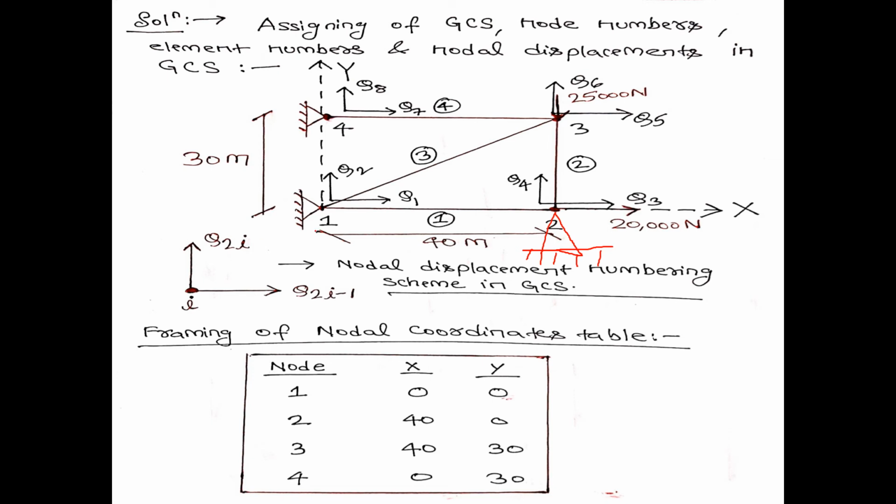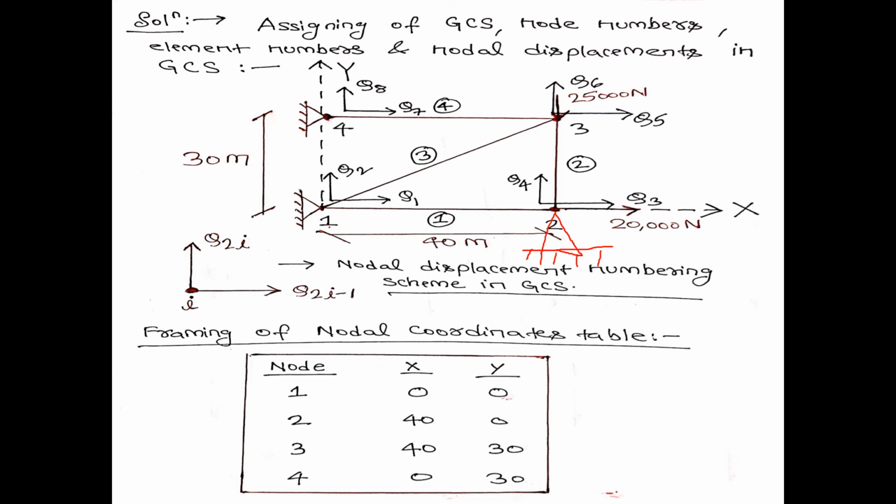If you see, node 1 and node 4 are completely fixed. That means you can say that it is attached to a wall. If that is the case, then q1, q2, q7, q8 are 0. But if you see the problem at node number 2, a tensile load of 20,000 Newton is applied. So what will happen? This node will have displacement along the x-axis, but due to the fixed support, it will not have displacement along the y-axis. That means q4 is 0. So what are the boundary conditions we have got from the problem? That is q1, q2, q7, q8 and q4 are 0.